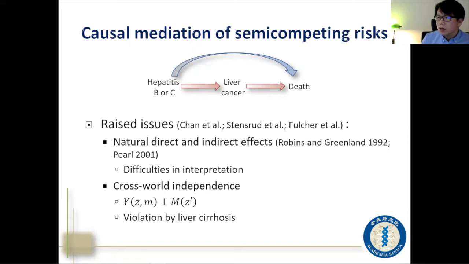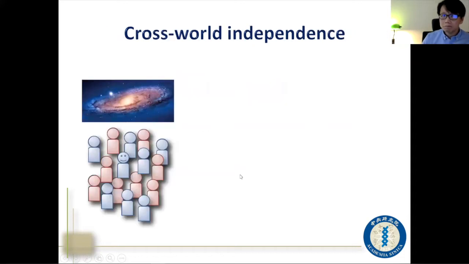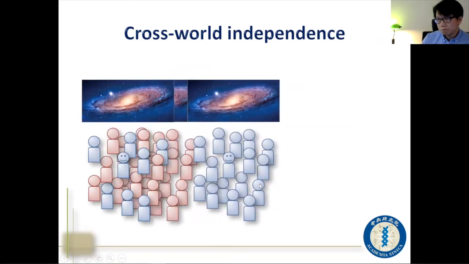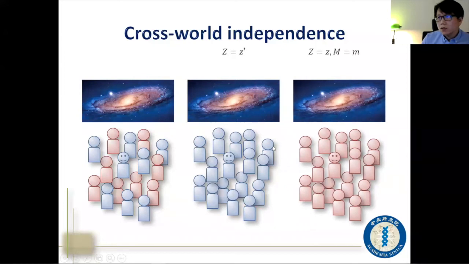And the second issue is that our proposed method depends on a cross-world independence assumption, like this notation. I'll explain in the next slides. Okay. So the cross-world independence assumption is like, let's first imagine a universe, okay? And then there are two other parallel universes. So in this parallel universe, everyone received hepatitis status as Z prime, okay? Therefore, we observe a random variable M of Z prime, okay?